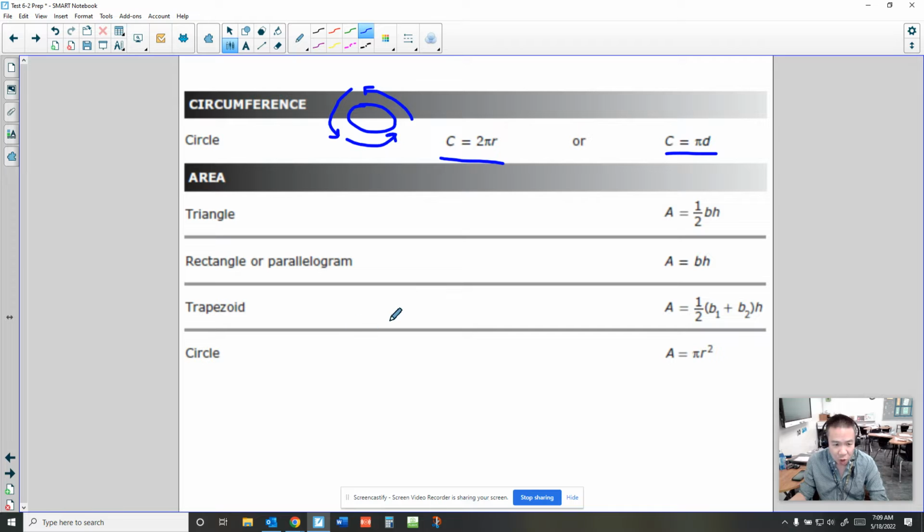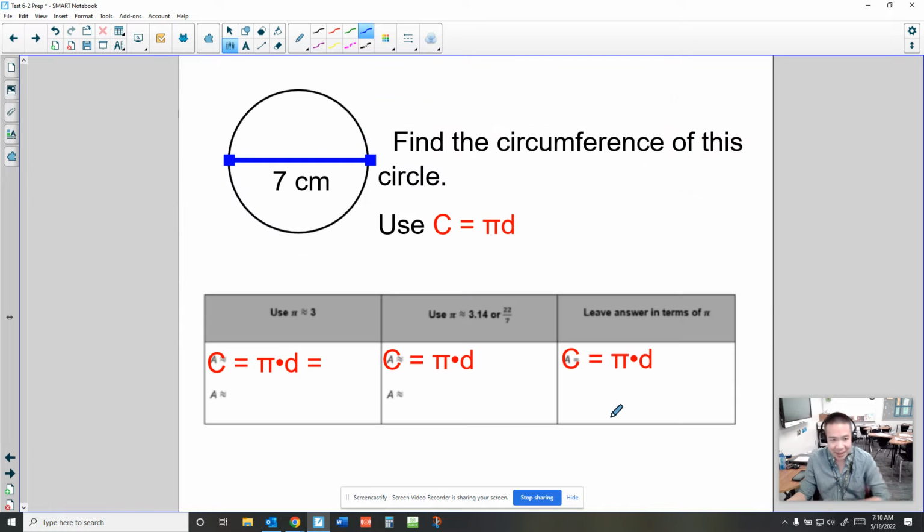Then we learn something called area of circle. Area of circle is the amount of space inside a two-dimensional object. The formula is area equals pi radius squared. Another way to rewrite this formula is pi, radius squared is radius times radius. So let's do some examples.